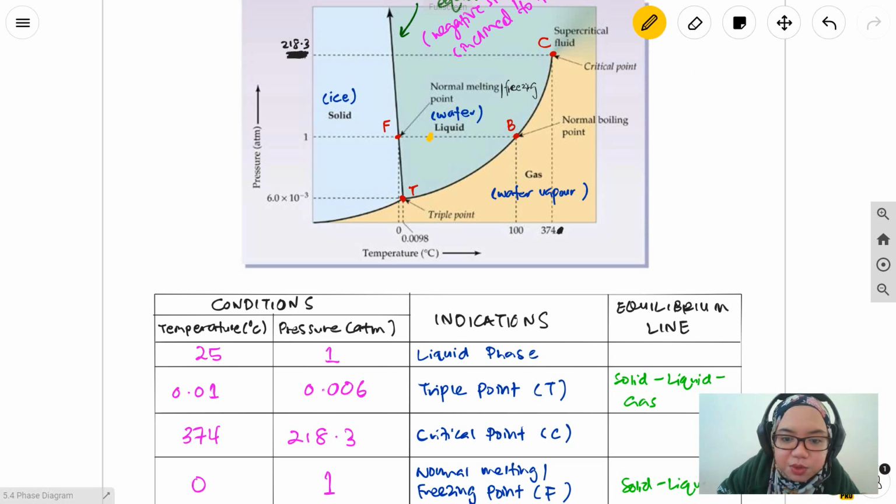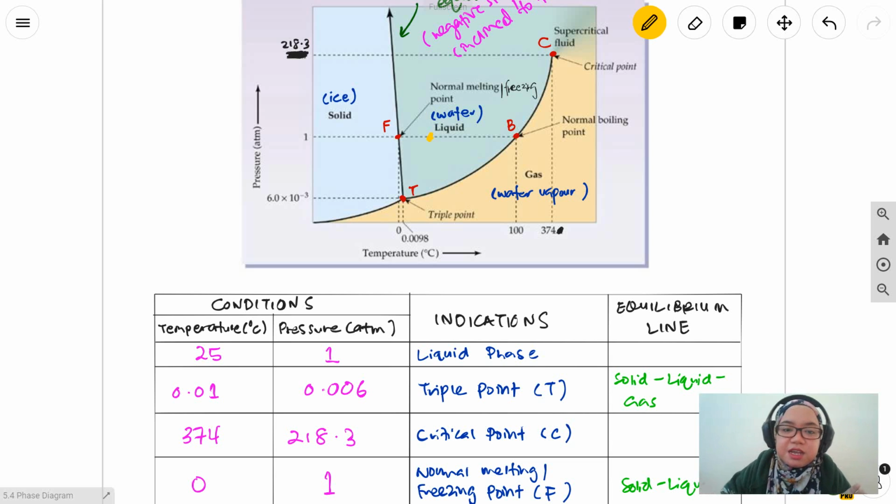Around here, it is the liquid phase. Okay, so water at 25 degrees Celsius and 1 atm pressure exists as liquid phase. At room temperature, water exists as liquid phase.